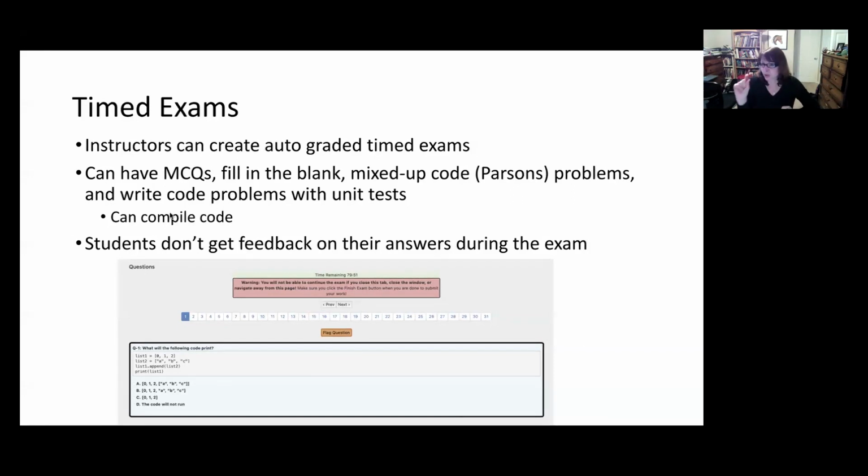They don't see the results of the unit tests, but they can compile the code. You can give them some example code with input and output to make sure that those are working correctly. And they don't get feedback on their exam during the exam, right? They have to just try.